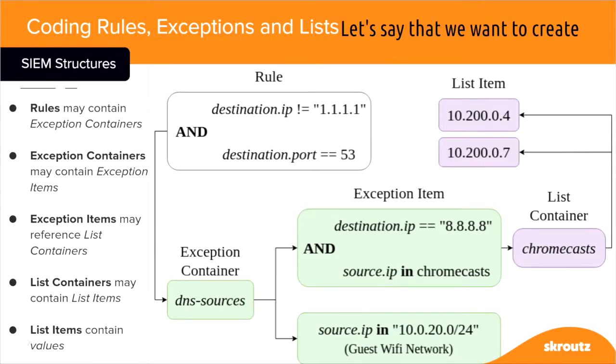Let's say that we want to create a rule to catch any DNS that is not to Cloudflare. And the exception container contains two items, so as not to trigger the rule only when a Chromecast device is going to Google DNS, and also when the traffic is coming from the guest Wi-Fi network. The IPs of Chromecast devices are batched as values in the list item.